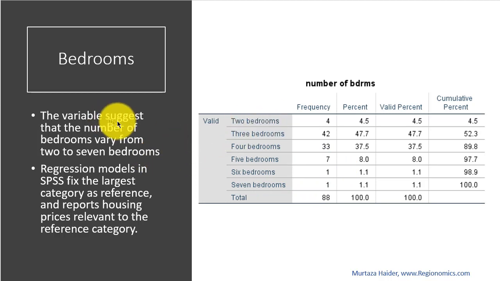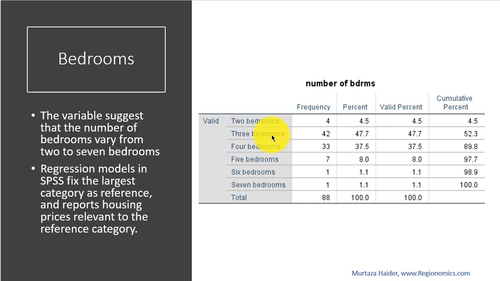But the variable has 7 categories. So what a regression model in SPSS or any other software would do is that it would fix the largest or the smallest, and in SPSS's case, the largest category, which is 7 bedrooms, as the reference case, and then the price of each number of bedrooms will be reported in reference to the largest category.